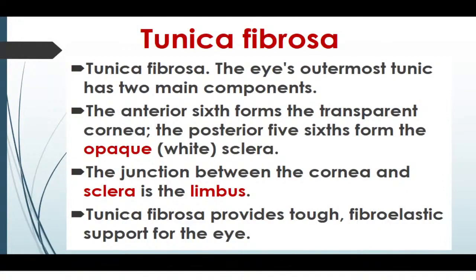Thank you very much for that. And now we continue our talk about the organ of vision and discuss the tunica fibrosa. The eye's outermost tunic has two main components: the anterior one-sixth forms the transparent cornea, and the posterior five-sixths forms the opaque, white sclera. The junction between the cornea and sclera is named the limbus.